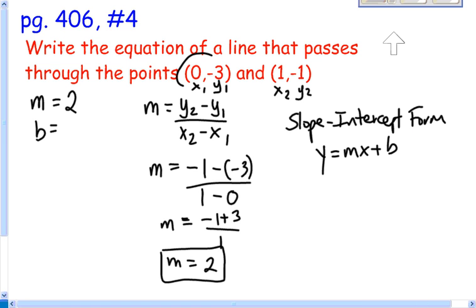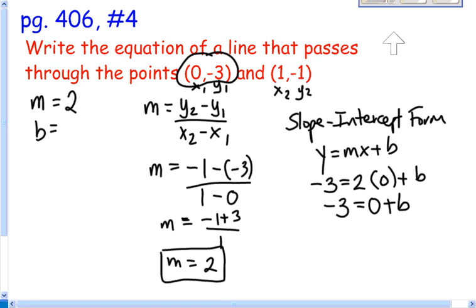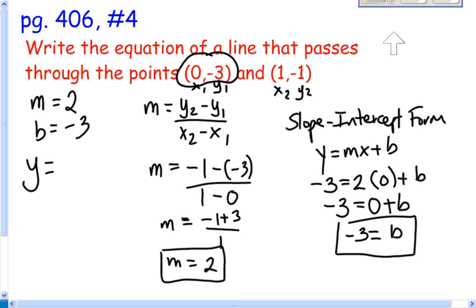So I'll use the point (0, -3). I'm going to replace y with -3. I'm going to replace m with the slope that we just found, 2, and the x value, 0. So it becomes -3 equals 2 times 0 plus b. 2 times 0 would be 0, and b plus 0 is just b, so the y-intercept is -3. I'm going to write that down next to where I had my slope, because now I'm ready to write the equation of the line. The equation would be y equals 2x minus 3 in slope-intercept form, and that's our answer.